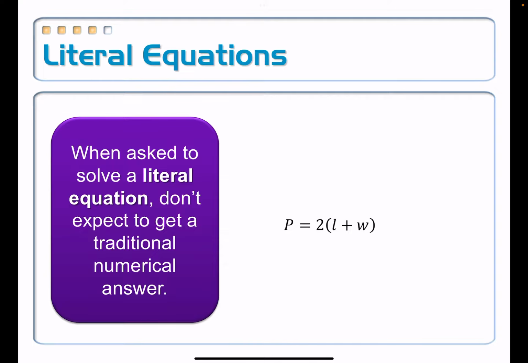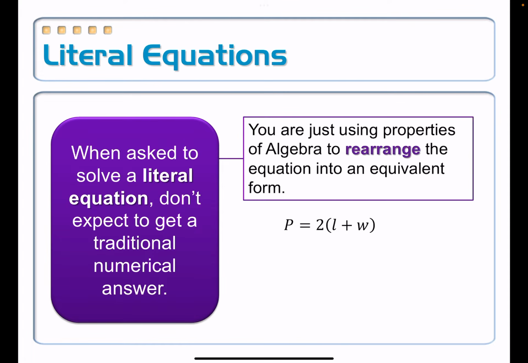Okay, so while I could plug numbers in for, let's say, the length and the width here and get a numerical answer for the perimeter, in this case, what we're going to do is not expect a number as an answer, but to rearrange the variables using some properties of algebra to get another equation. So for example, right now, in this perimeter equation, the P's on the left-hand side, and then we have the length and the width over there on the right-hand side.